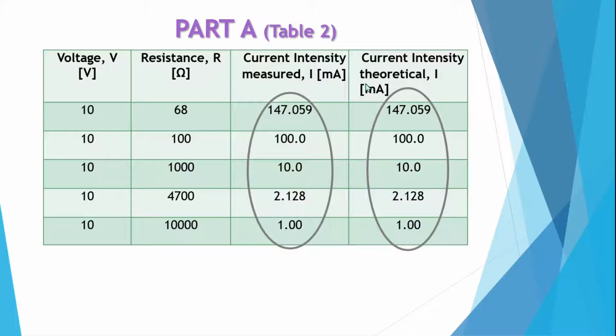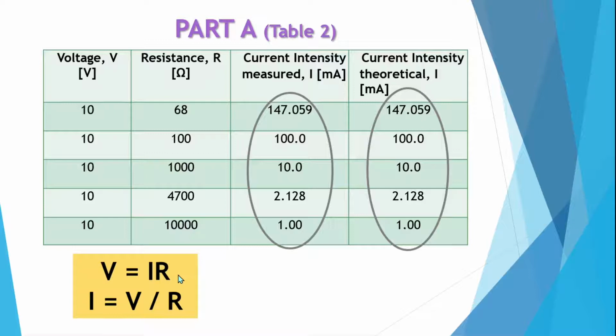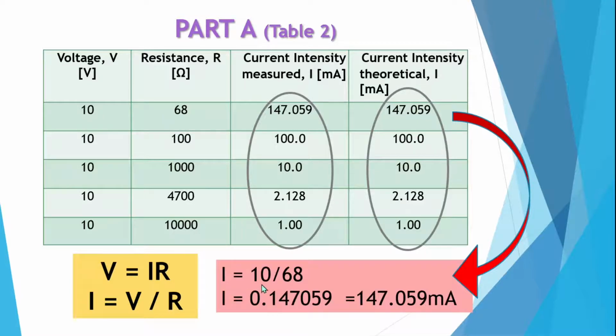So now we do the current intensity theoretical by using the same formula, which is Ohm's law, V = IR, where I = V over R. So for the first one, I give the example for 10 volt and 68 ohm. I = V, 10, over R, 68. Calculate and you will get I = 0.147059. They want it in milliampere, so you change it to 147.059 milliampere. For both of the tables, the current intensity measured and the current intensity theoretical should be the same.